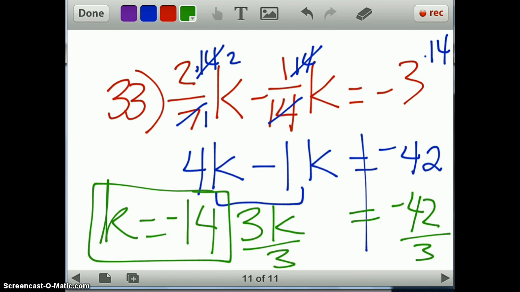So that should help you a bunch. Keep plugging away at them. When you hit 34 and 35, make sure you do some distributing and see what you come up with on those. I'm going to let you work through those. I'm going to let you work through the word problems. But this right here should get you a really good start.